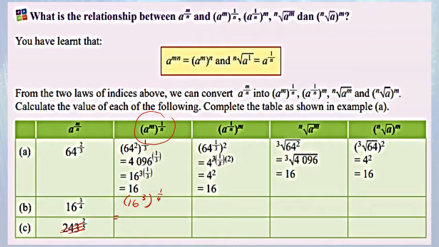So 16 power 3, you use the calculator. 16 power 3 is 4096, and this power 1 over 4, use the calculator. I have taught you in the previous lesson how to find the power 1 over 4, fractional indices. So the answer is 8. Alright, the answer is 8. Let's do the second pattern and check whether it's the same or not.